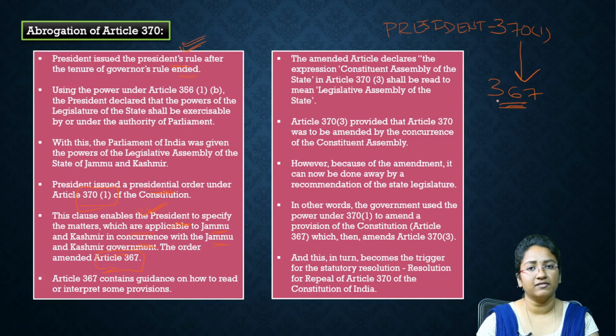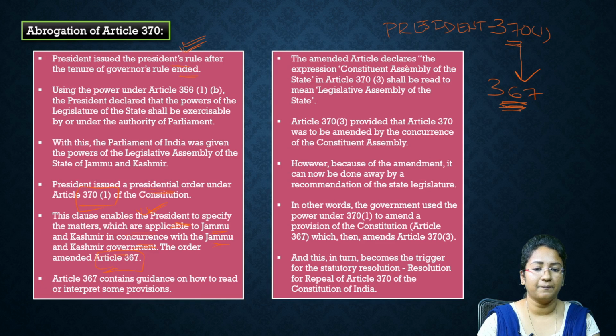So what do we have under Article 367? It contains guidance on how to read or interpret some provisions. So since ours is a lengthy constitution, we have a lot of articles and provisions in our constitution. So how to read these provisions or how to interpret these provisions, this is what is given under Article 367, and this was amended by Article 370 Clause 1.